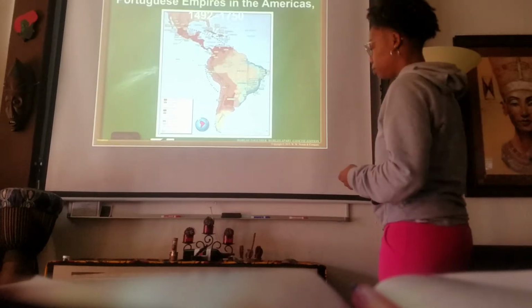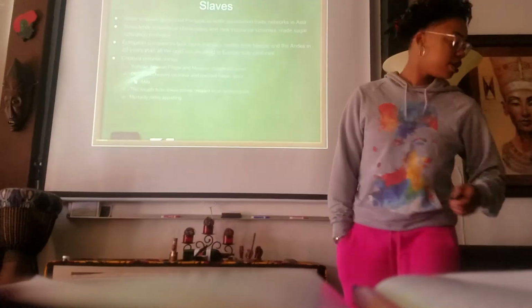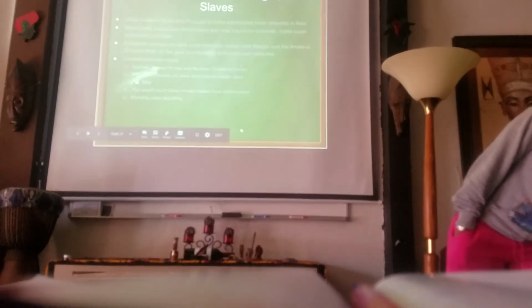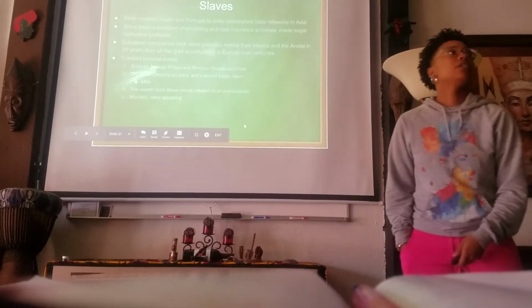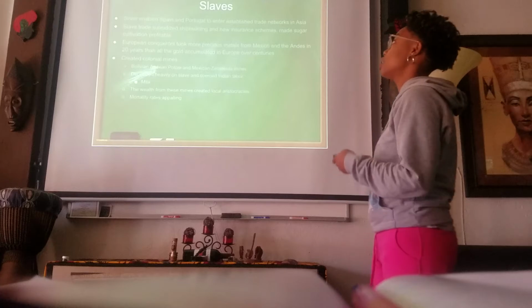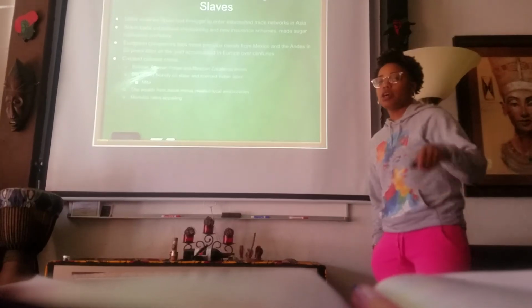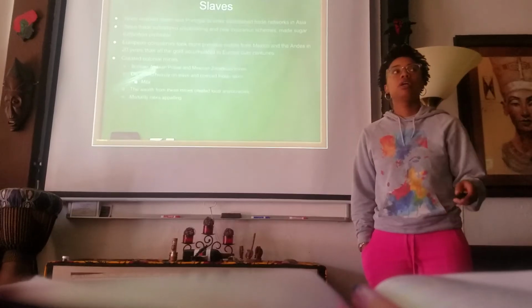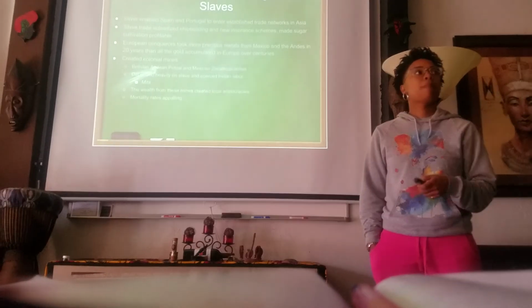All right. So let's see what slide we're on now. Slide number 21. All right, so we have sugar, slaves, silver, sugar, and slaves. So we're going to see our nice little triangle trade start to pop up, or the Atlantic trade, whatever you like to call that system.